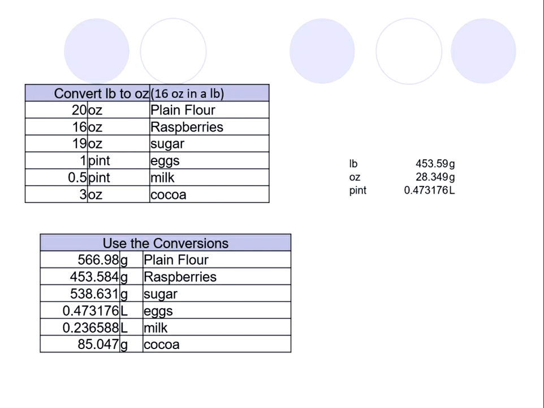So now looking at this recipe on the bottom half of this screen, the first step is done. It's been converted from the older system, which was pounds and ounces and pints, into the new metric system, which is grams and litres and millilitres. Okay, so that's the first step. The next thing we need to do is convert it to make the correct proportions.